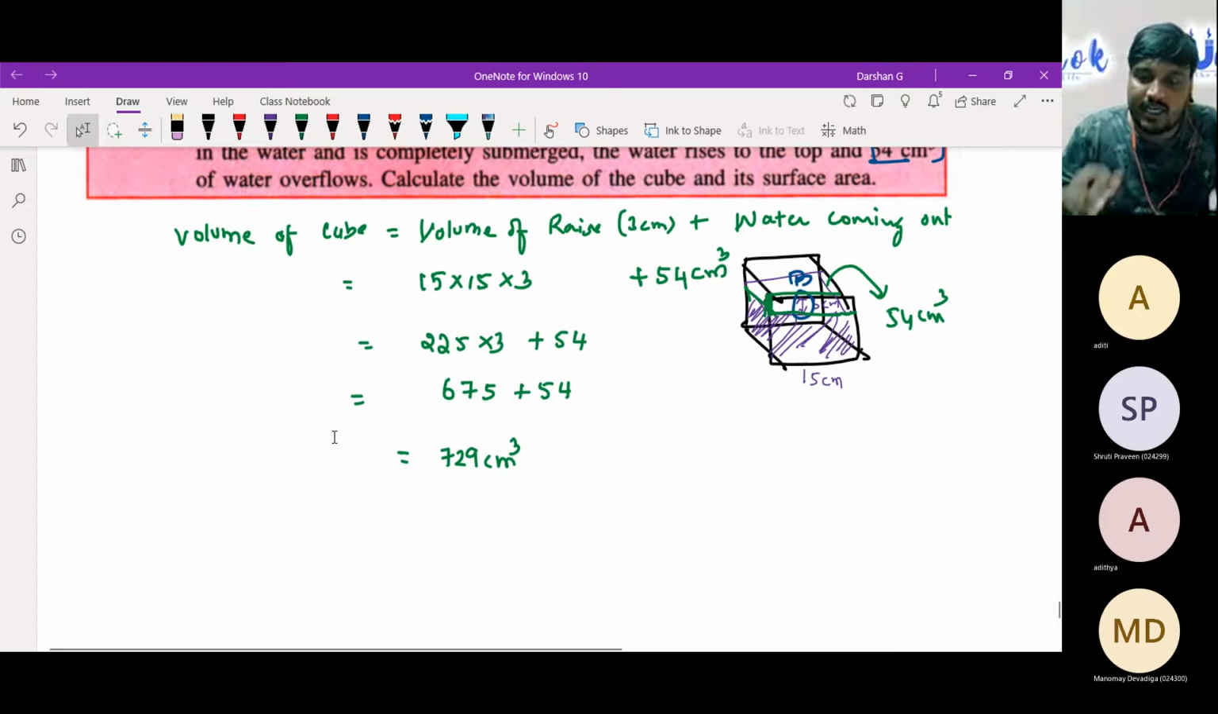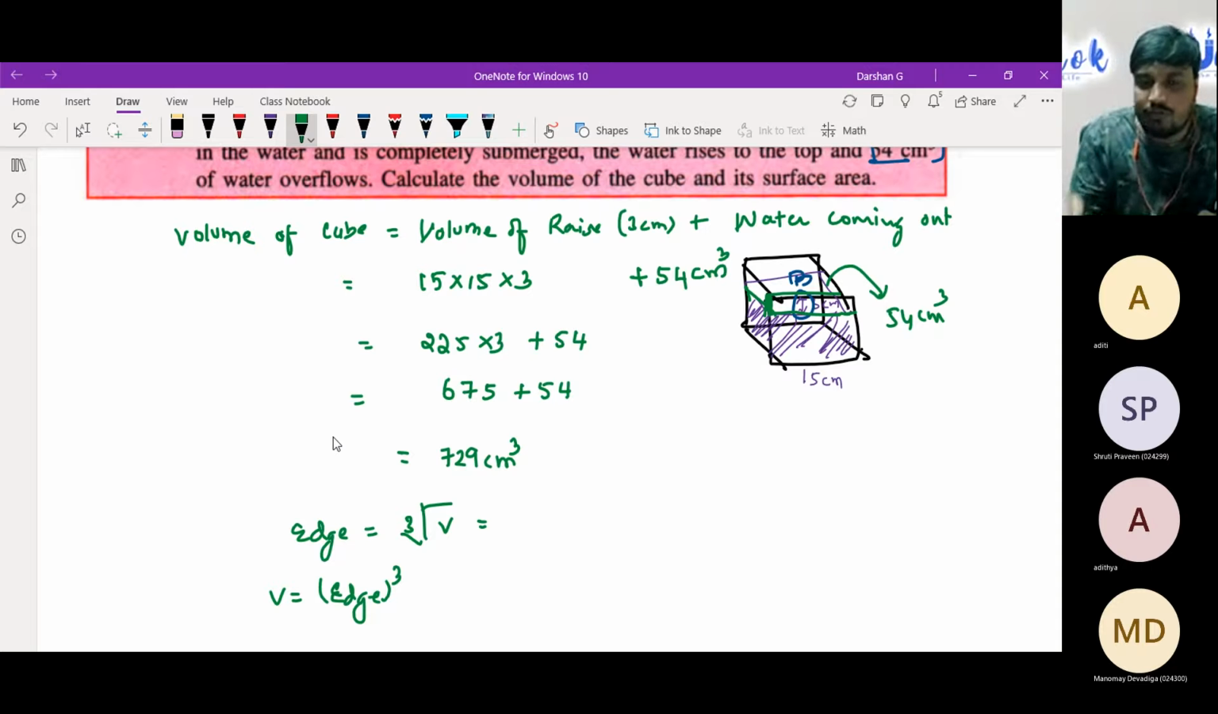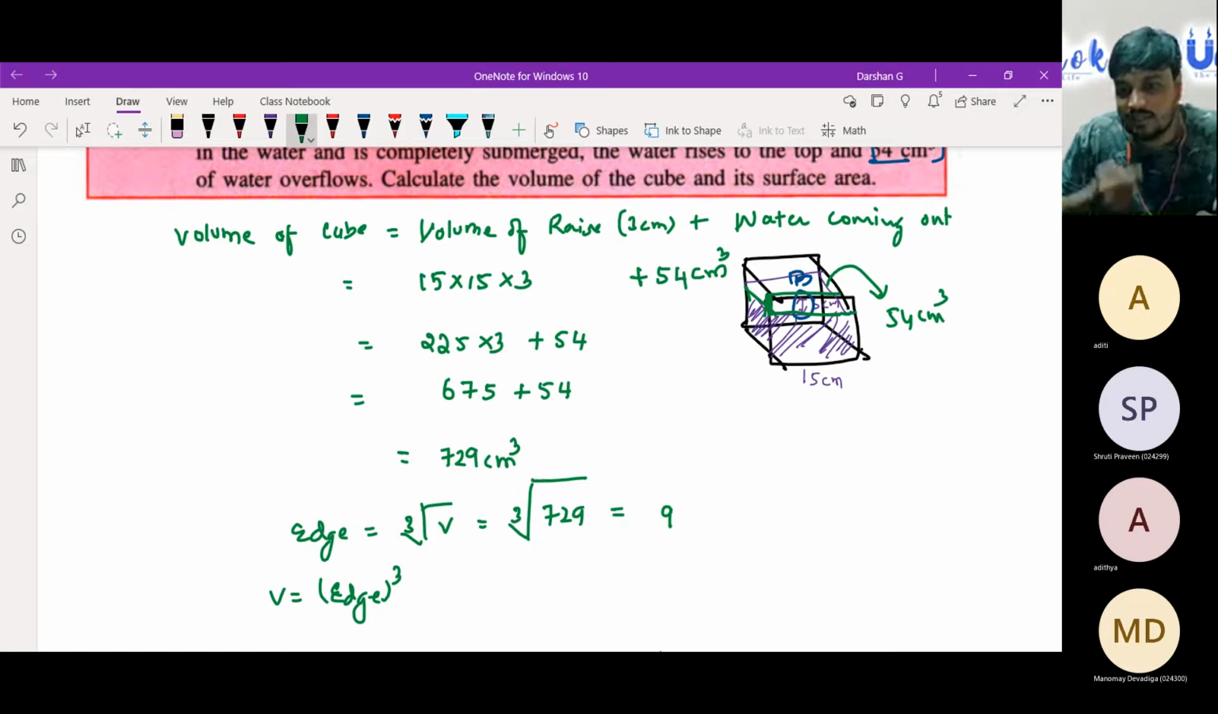We have to find the surface area. Before finding the surface area, we have to find the edge. So edge is equal to cube root of volume. Right? I did it the other way around. Usually volume is equal to edge to the power of 3, or the cube of the edge. Here, to find the edge, it is cube root of volume. So cube root of 729. When you find, it's a perfect cube. 9. Correct. It's 9, so it is 9 times 9 times 9. The answer is 9 centimeter.